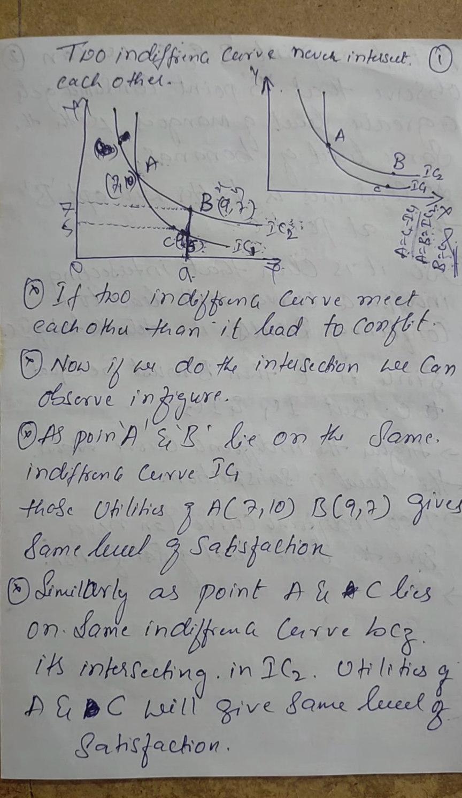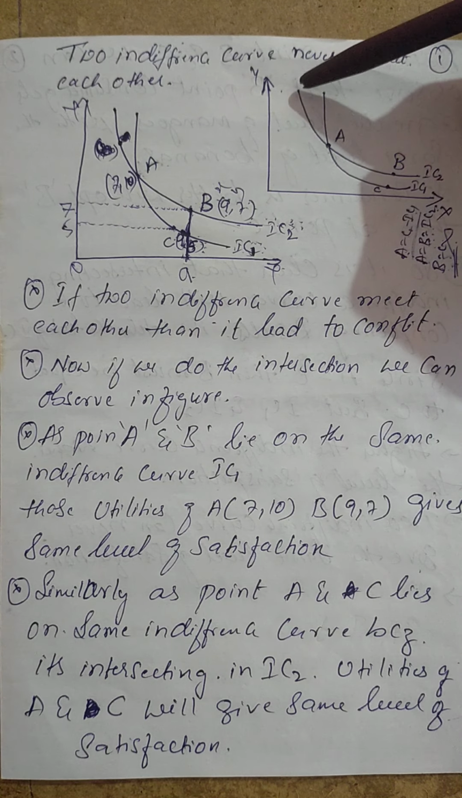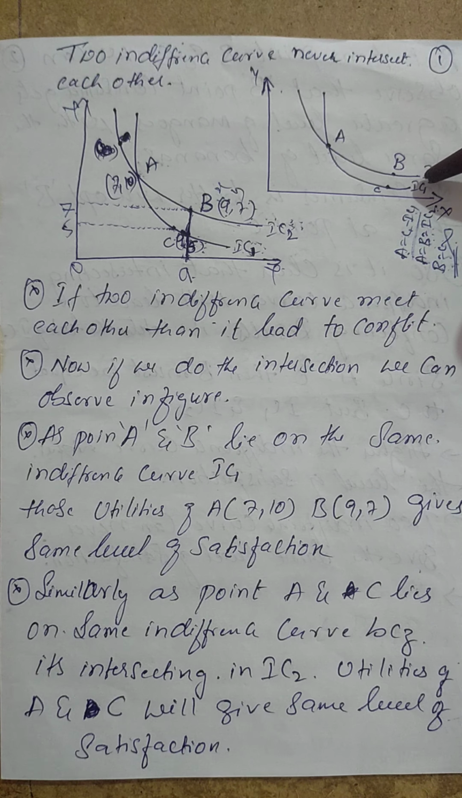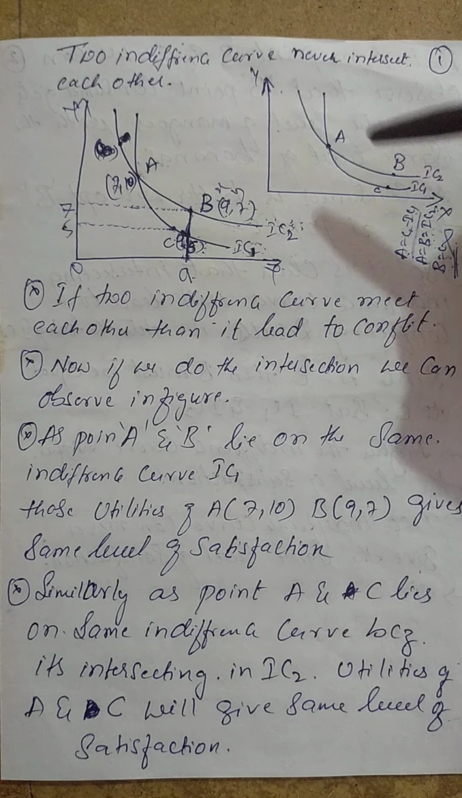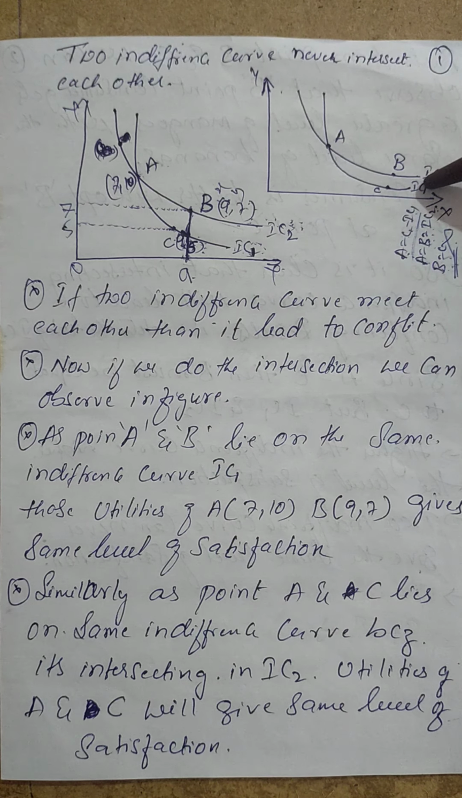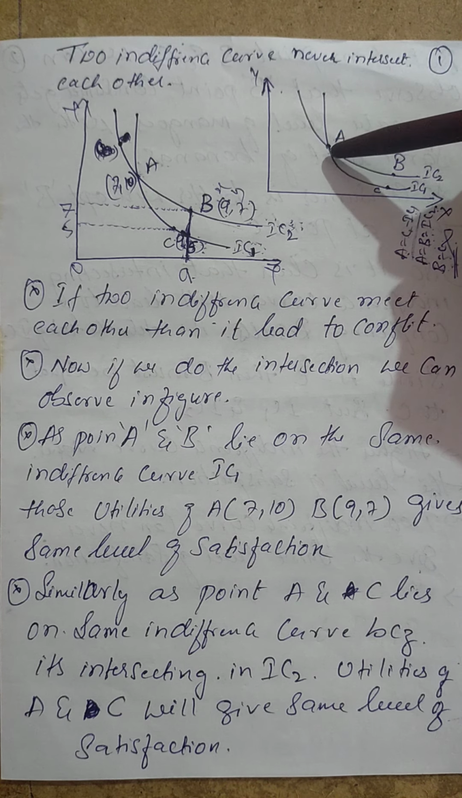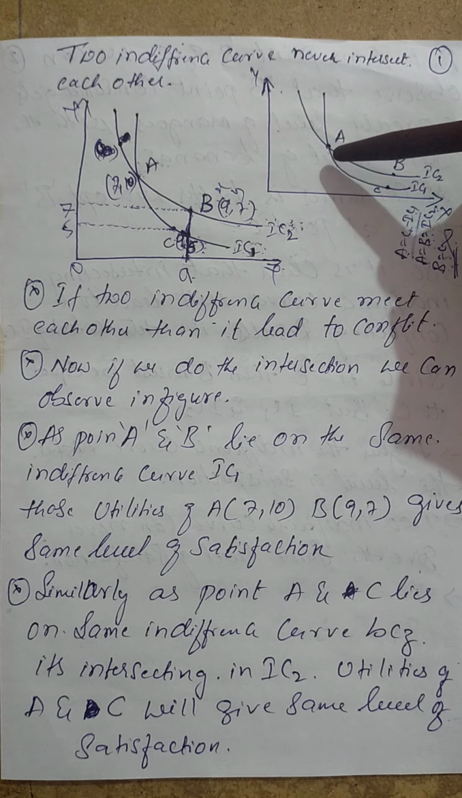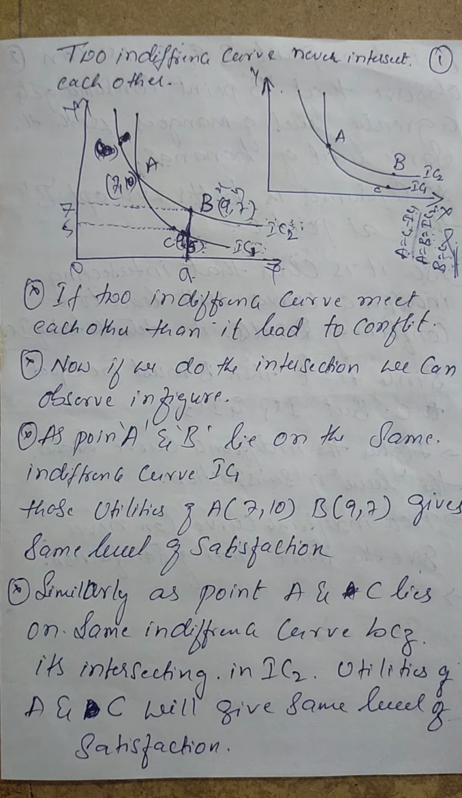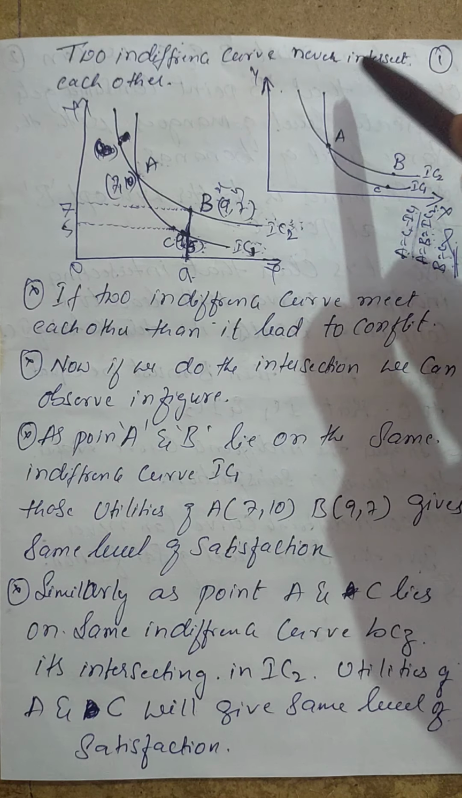each other. We know very clearly what we mean by indifference curves: any point lying on the indifference curve gives the same level of satisfaction. If that is the case, this is indifference curve 1, IC1, and this is indifference curve 2, IC2. And if we make IC1 and IC2 intersect, without making them intersect we will not get to know what happens. So they say two indifference curves never intersect.